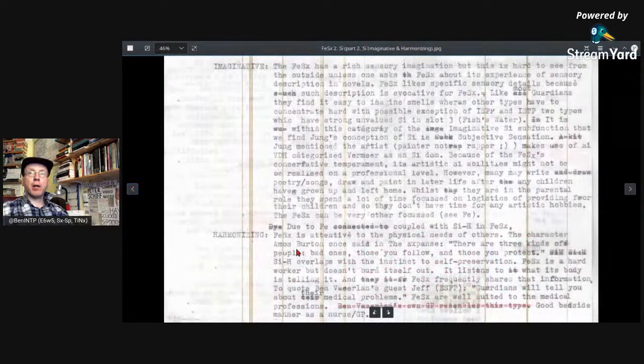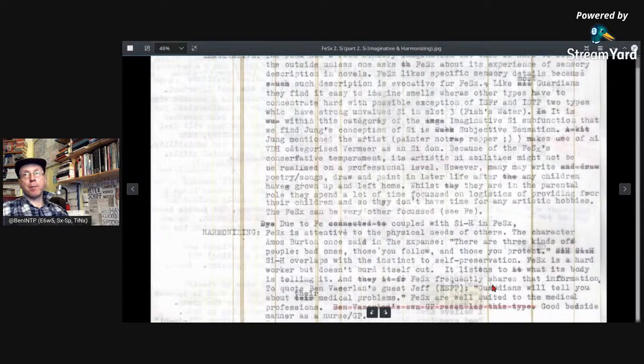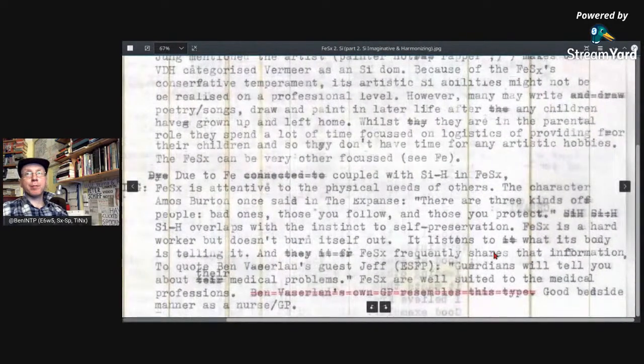Right, the guardians here. Attending to the physical needs of others. And again here, Amos Burton. He's SFJ. There's no doubt about it. An artisan is not going to say that here, bad ones, those you follow. Artisans are not going to want to follow anyone, not unless it's a specific role model when they're younger, like it might be a particular sporting figure. And then you go, those you protect, those you follow, bad ones.